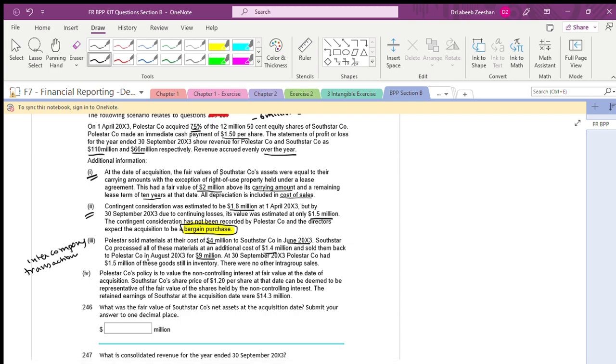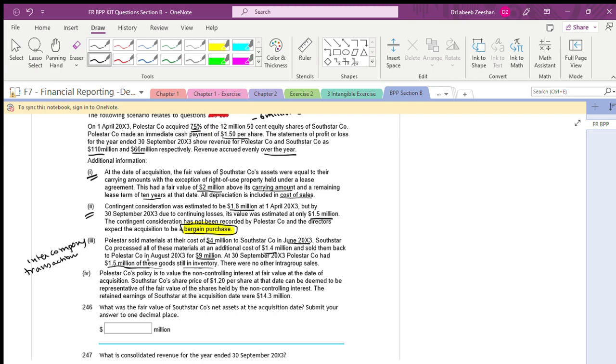At 30th September, Polestar has 1.5 million of these goods still in the inventory. There are no other intra-group sales. So 1.5 million is the goods not sold. That gives the portion of unrealized profit, PURP. The moment you say the goods are still not sold, what is that? They have not given the price for all these things.